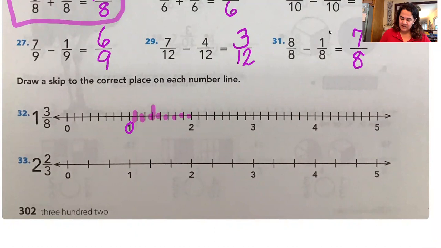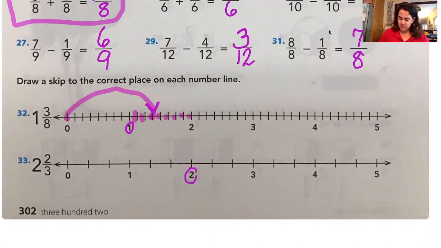So I'm going to go to this line, right? That would be my skip jump. So how many of you got that? 1 and 3/8. And you can do it just like that and make a little arrow showing where you're going. Okay? Awesome possum. Now, we want to see 2 and 2/3.